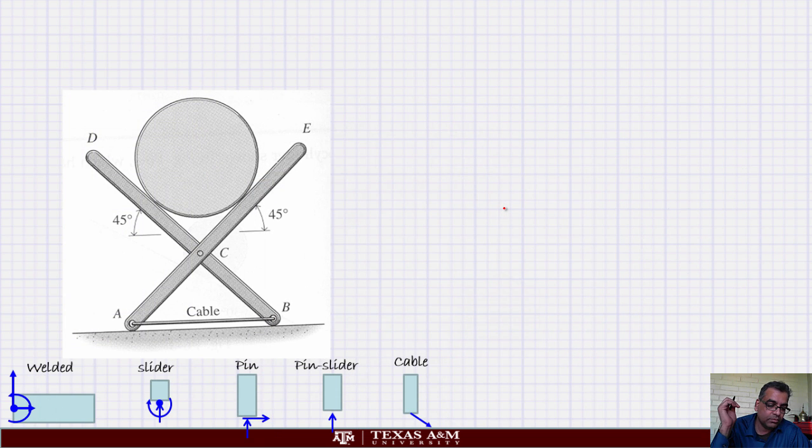Okay. So next one, this is an interesting one. So let's see. I'm going to draw for the bar ACB. So I'm going to draw the bar ACB.